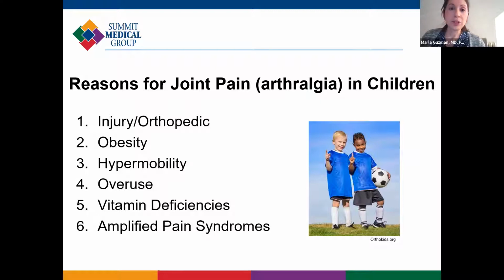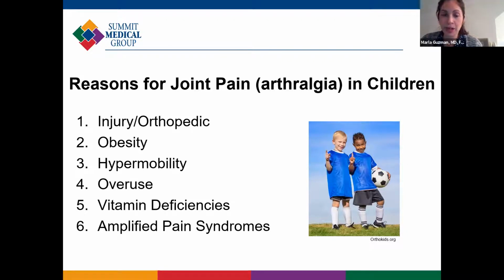So I'm going to be going through the variety of reasons why a child may be complaining of joint pain or arthralgia. I'm going to be discussing arthralgias first and the different reasons why a child might have arthralgias. And then separately, I'll discuss the different reasons why a child may have arthritis.